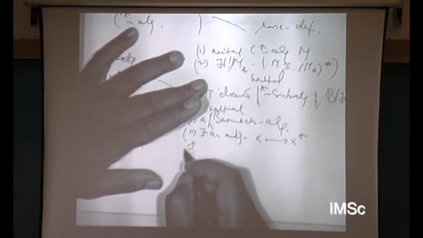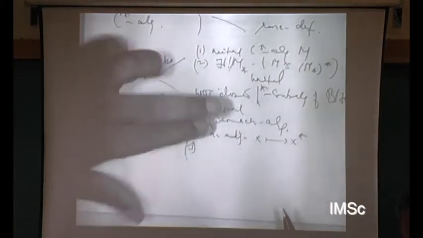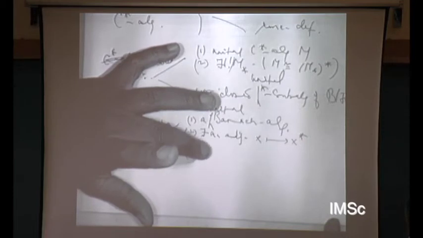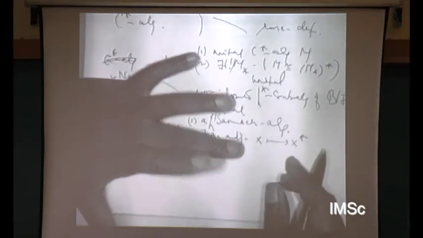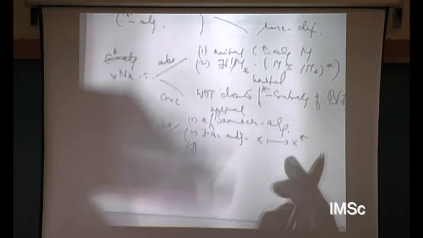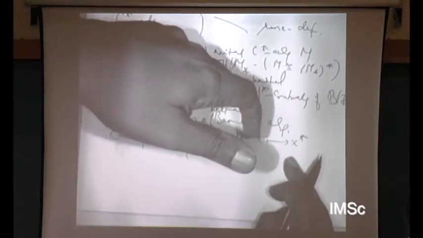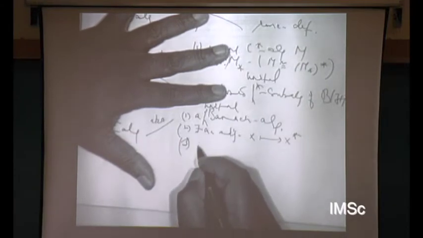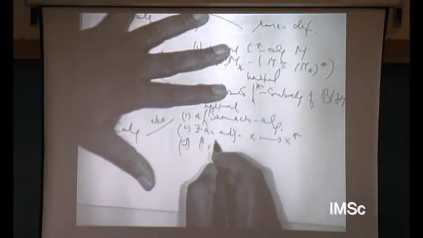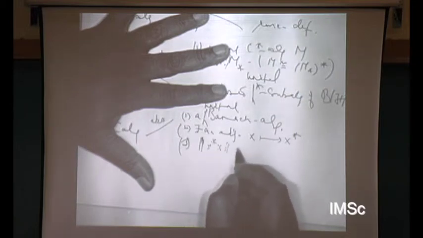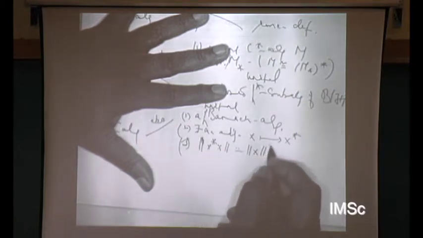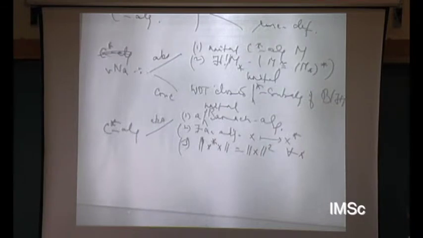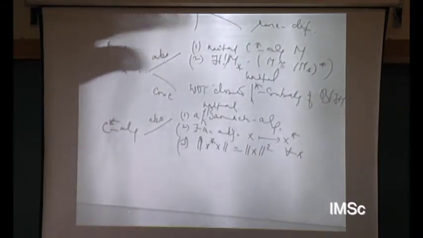And finally, you want a relation between these two structures. They can't be completely incompatible. So you want the star structure to satisfy a consistency condition with respect to the Banach space structure, with the norm structure. And so that is the so-called C-star identity, which is that this is true for all x. Then there is the abstract definition.